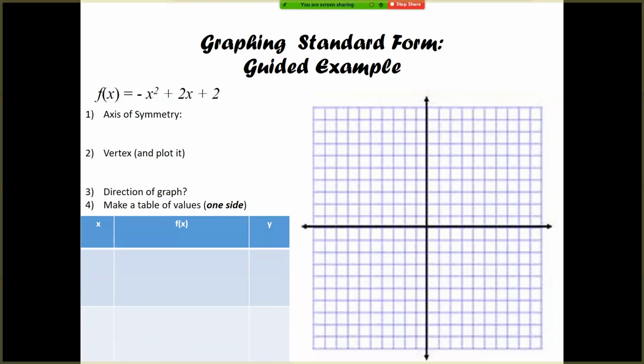All right, the next one, negative x squared plus 2x plus 2. First thing we need to find is the axis of symmetry so that we can use that x value to find the vertex. So axis of symmetry, we know the formula is x equals the opposite of b divided by 2 times a. Keep in mind, in this case, a is -1, b is +2, and c is +2. Take a minute and see if you can find the x value of your vertex, which is the axis of symmetry.